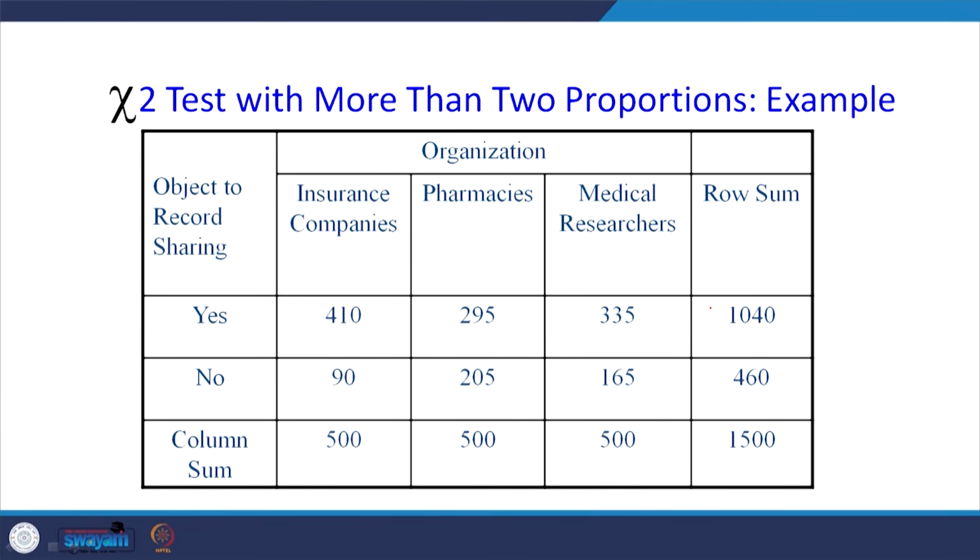Here, what have I done? I have done the row sums. This was the first row sum, this was the second row sum. Then I found the column sums. There are 3 columns. This data is our observed frequency: 295, 410, 335.